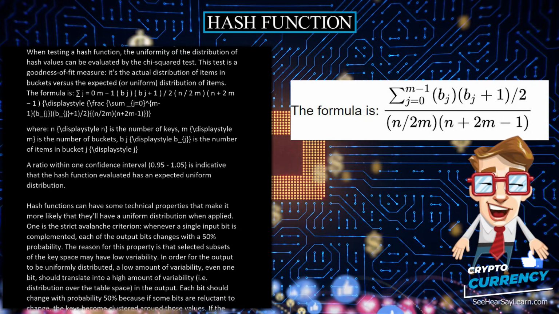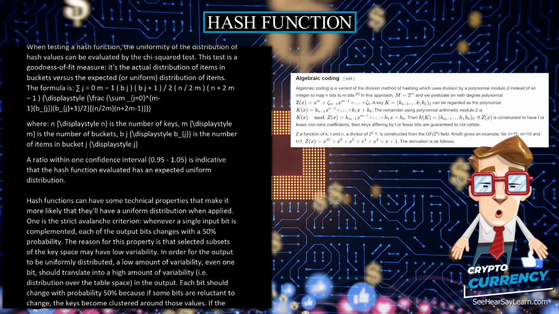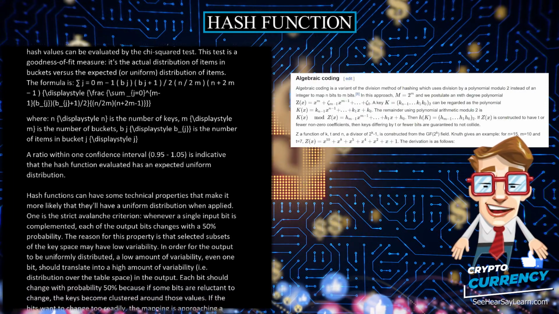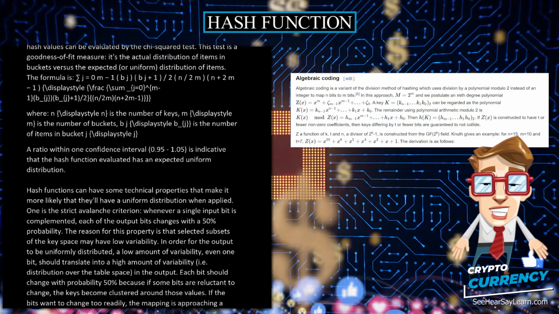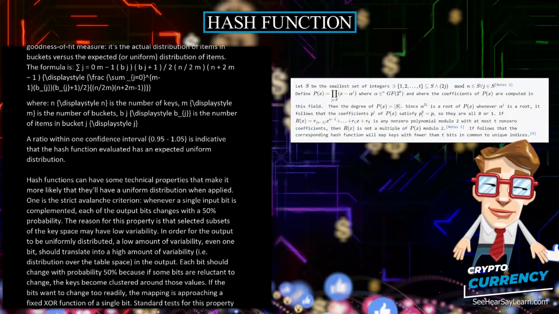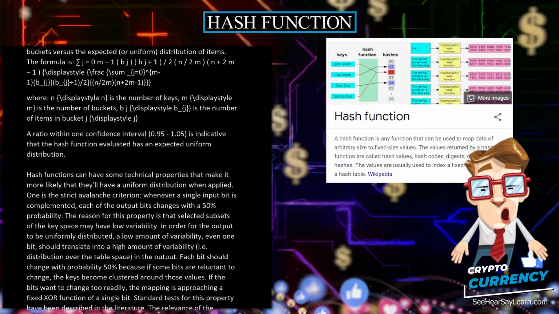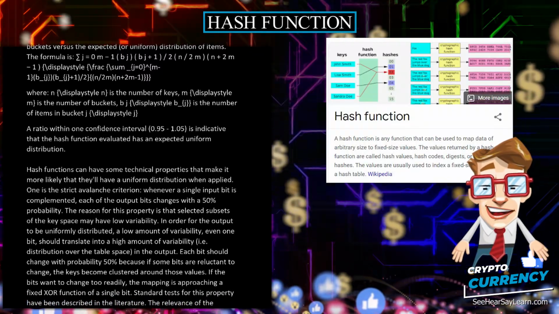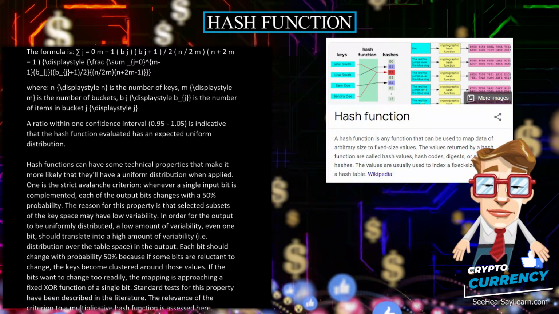Hash functions can have some technical properties that make it more likely that they'll have a uniform distribution when applied. One is the strict avalanche criterion. Whenever a single input bit is complemented, each of the output bits changes with a 50% probability.